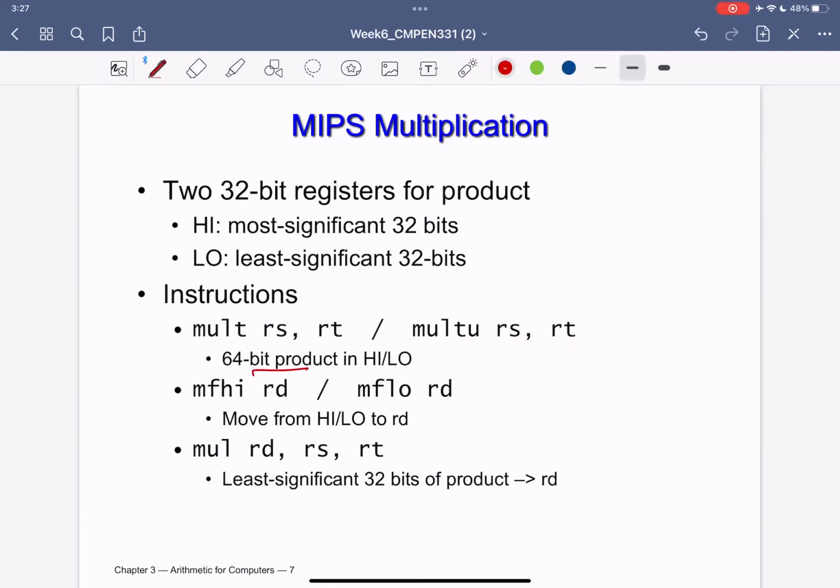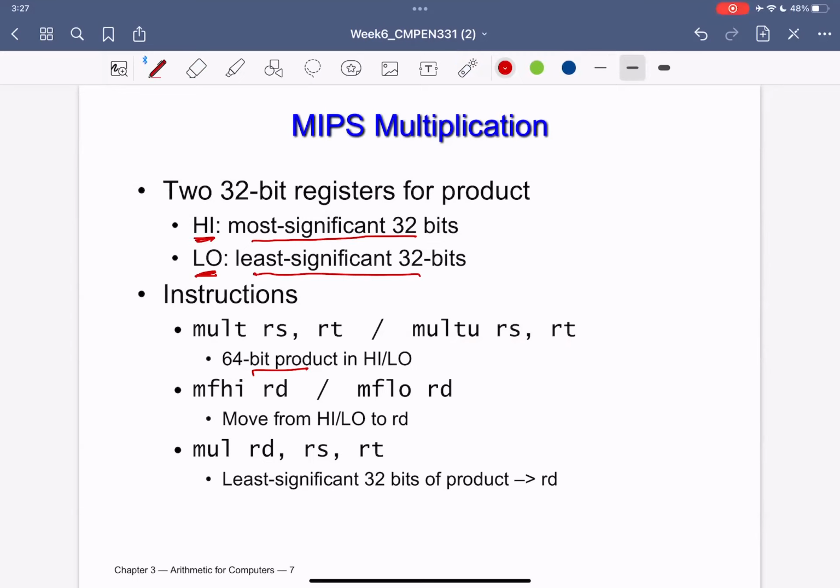In that sense, I have a register called high and a register called low. So there are two of these slots, one called high and another called low. In the high, it will save the most significant 32 bits. In the low, it will save the least significant 32 bits.